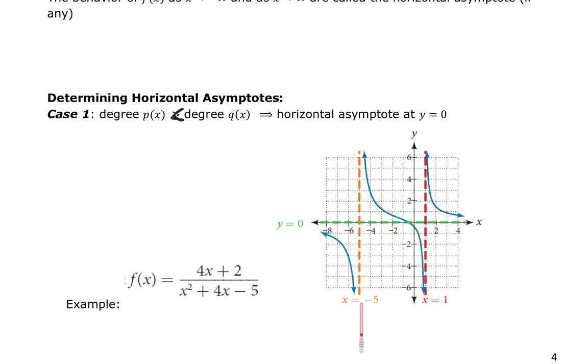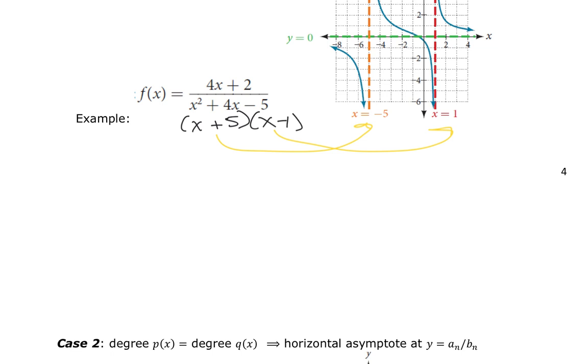I also picked up the vertical asymptote at x equals -5, and a vertical asymptote at x equals 1, and that happens because when I factor this denominator, I get x plus 5 and x minus 1, and x plus 5 produced that, and x minus 1 produced that.